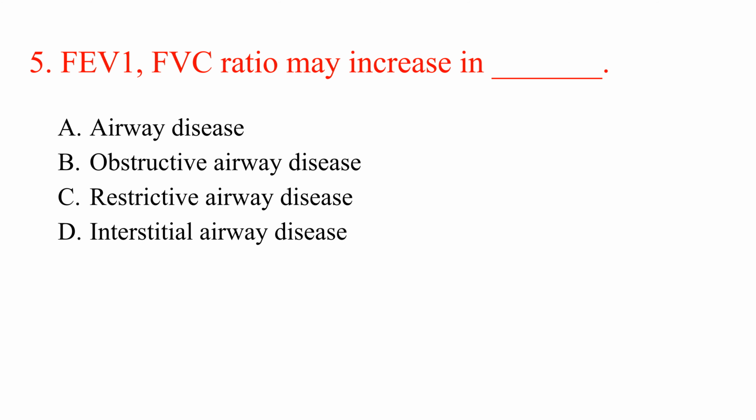Number 5. FEV1/FVC ratio may increase in dash. A. Airway disease, B. Obstructive airway disease, C. Restrictive airway disease, D. Interstitial airway disease. The answer is B, obstructive airway disease.